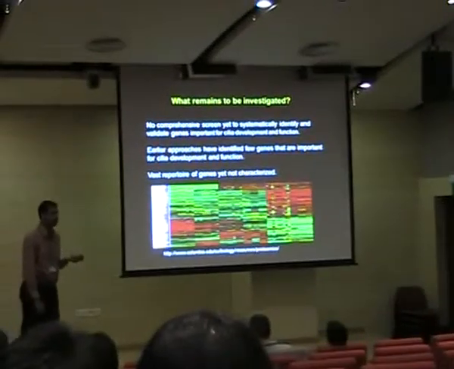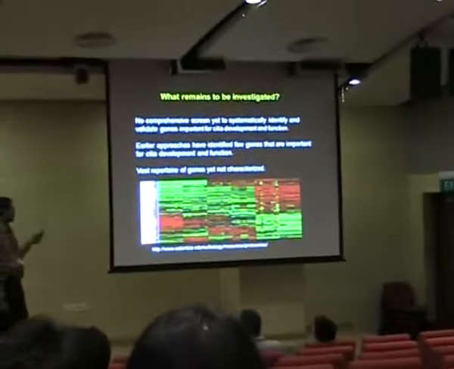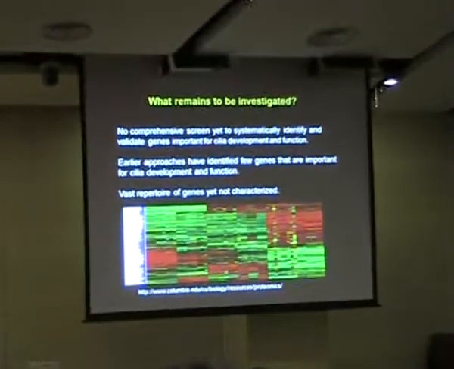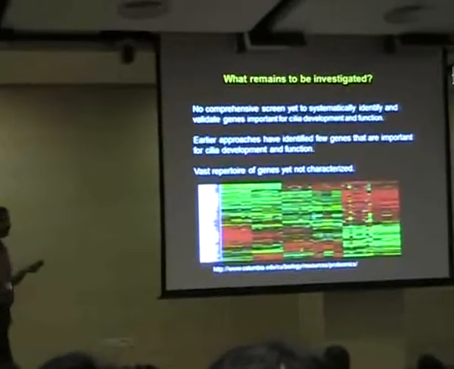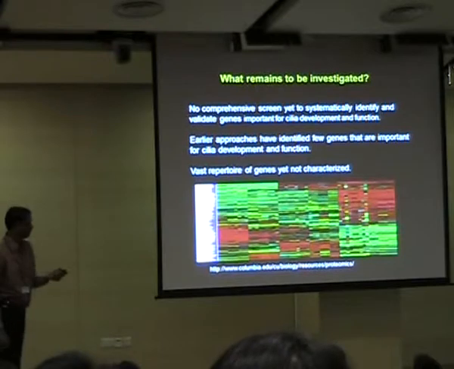What is the function of these genes? Yeah, so we do not know. There's an absence of screens, and of course earlier approaches have identified few genes that are important for cilia development and function, yet not fully. And of course we have a whole repertoire of genes that are not yet characterized.